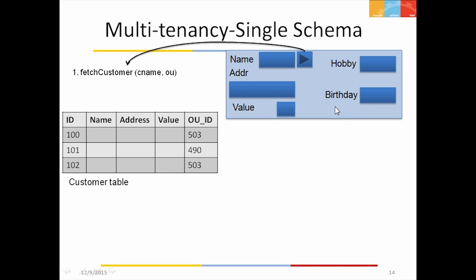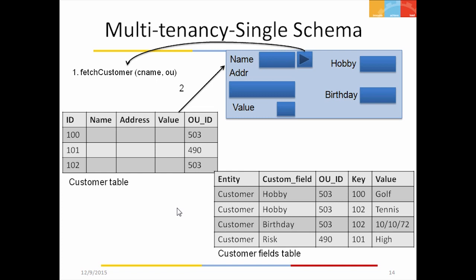Now what about these two additional attributes, hobby and birthday? Now this is a common one. So obviously this is fetched and returned, but there will be an additional table, a customer fields table, and this is how it can be implemented. So the first column is entity, and then this is the field: hobby field, this is a birthday field, this is a risk field.